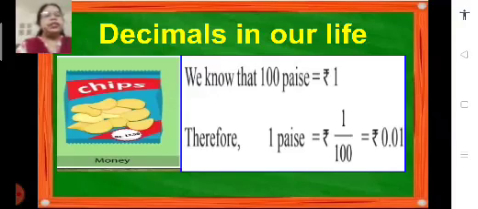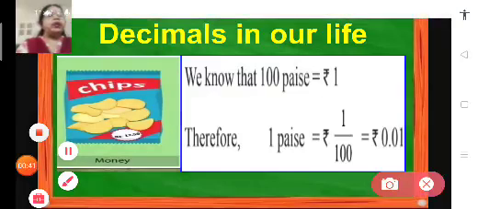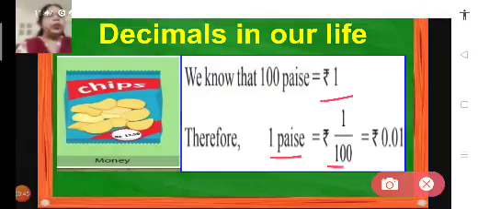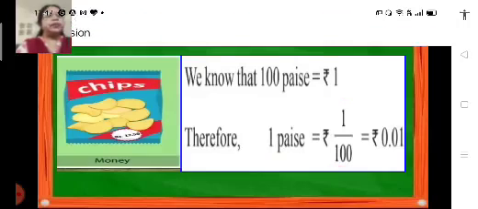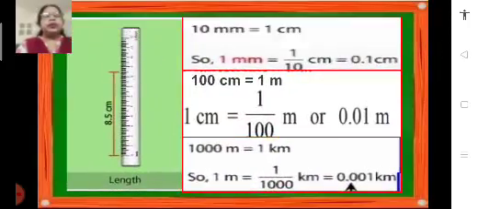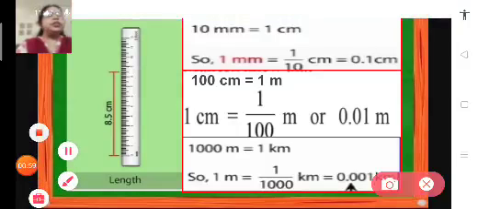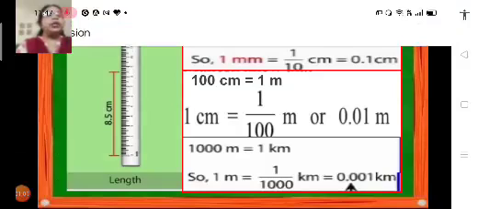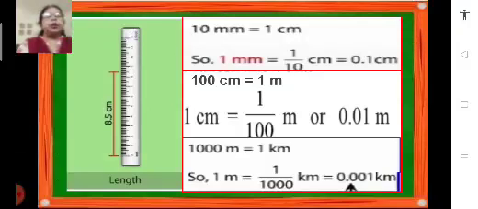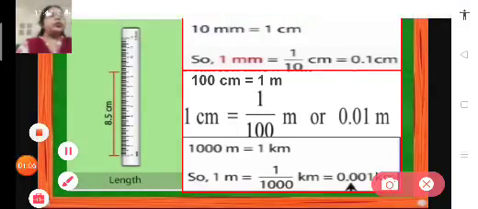So children, we have learnt that 100 paise is equal to 1 rupee. That means 1 paise is equal to 1 upon 100 rupees, isn't it? That means it is 0.01 rupees. And in length, 10 millimeters is equal to 1 centimeter. And so 1 millimeter will be equal to 1 upon 10 centimeters or 0.1 centimeter.